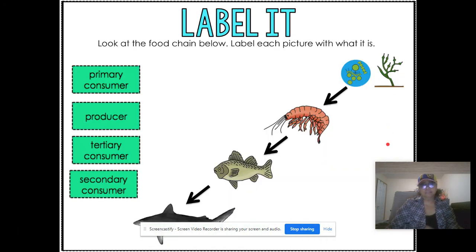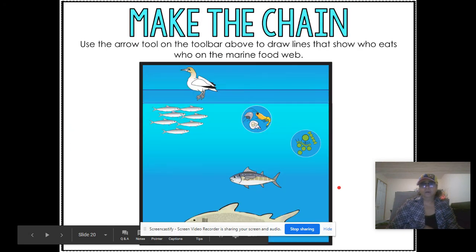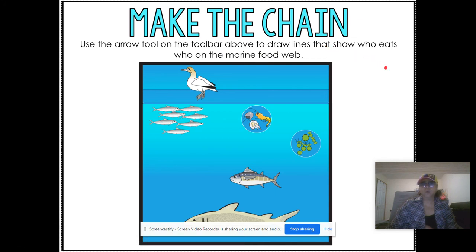Now label it. Another slide on this. Look at the food chain below. This is a simple food chain. Label each picture with what it is. Where is the primary consumer, producer, tertiary consumer, and secondary consumer? Now make the chain. Use the arrow tool on the toolbar above to draw lines that show who eats who on the marine food web. Okay?